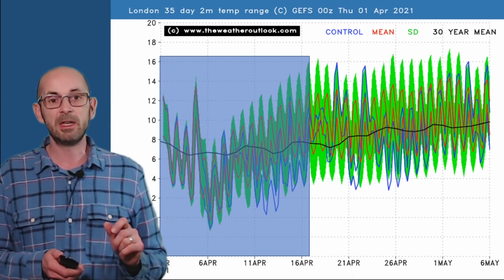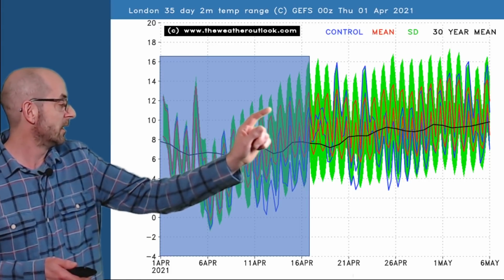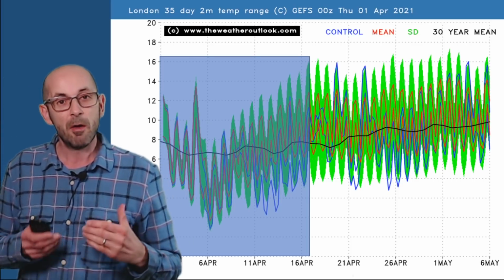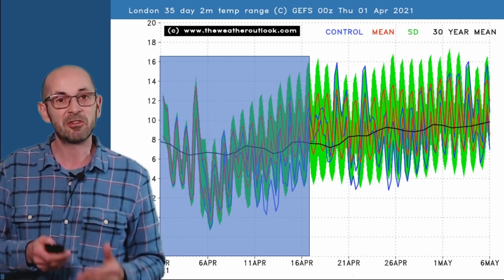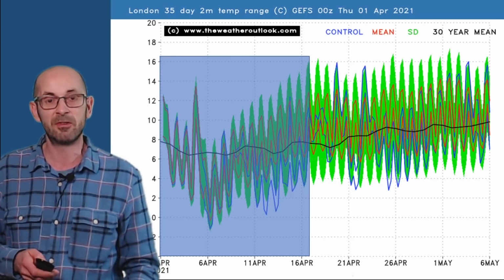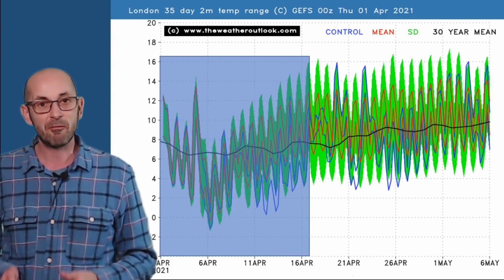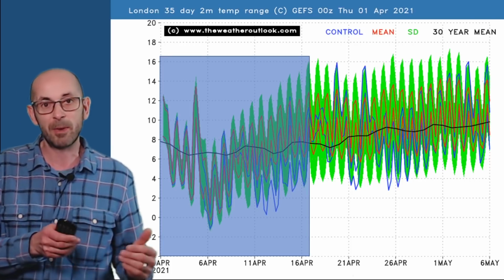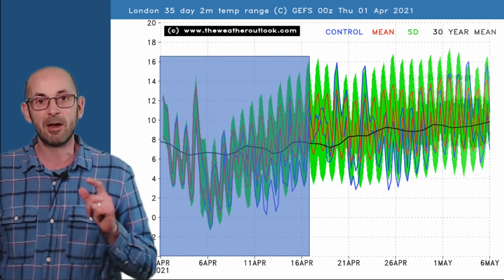And what we can see is that generally there's more red, which is the mean, appearing above the thick black line than there is below it. So this is suggesting the likelihood, it's favouring slightly above average 2 metre temperatures, those ones we experience down at the surface, for much of the second half of April. So essentially after that very cold first week and colder than average second week, perhaps temperatures are going to be back to or slightly above the average in the south.